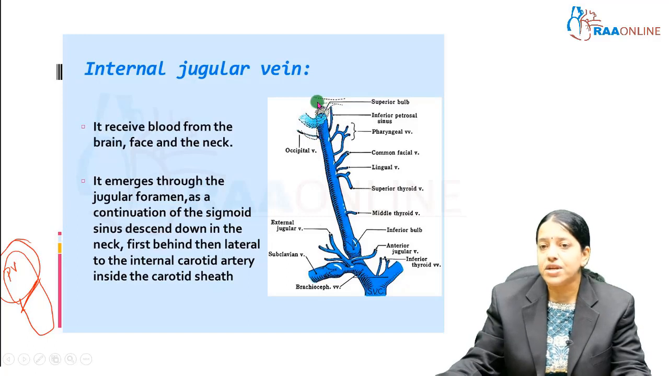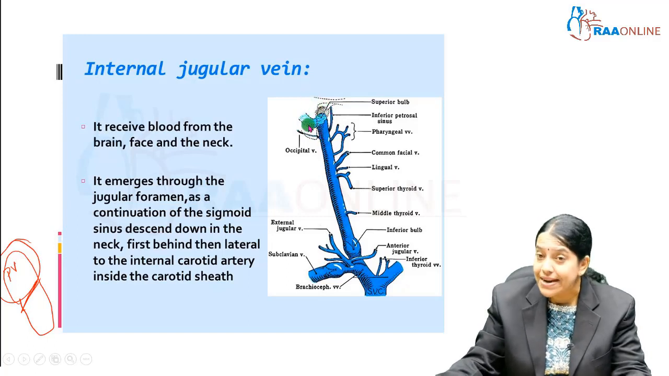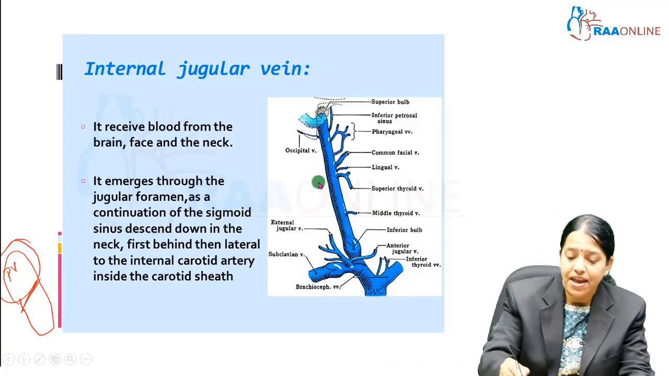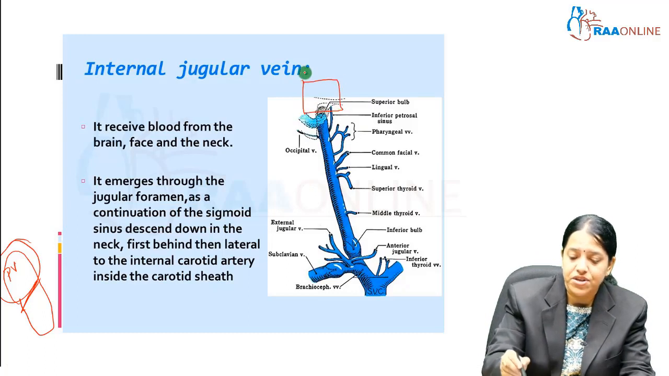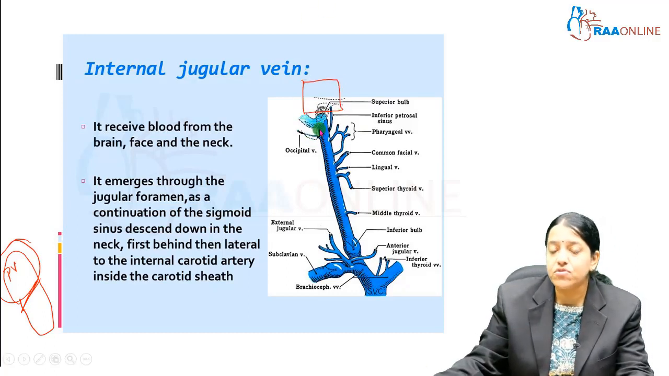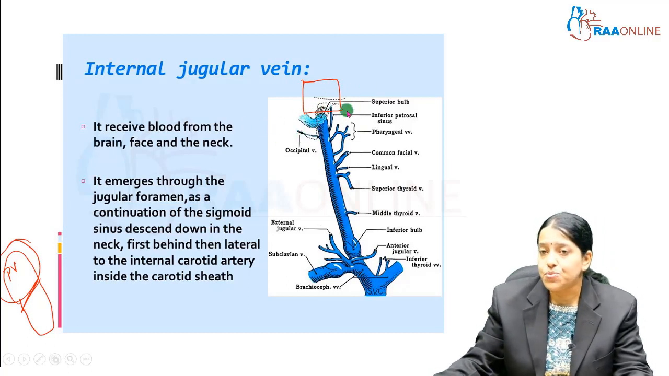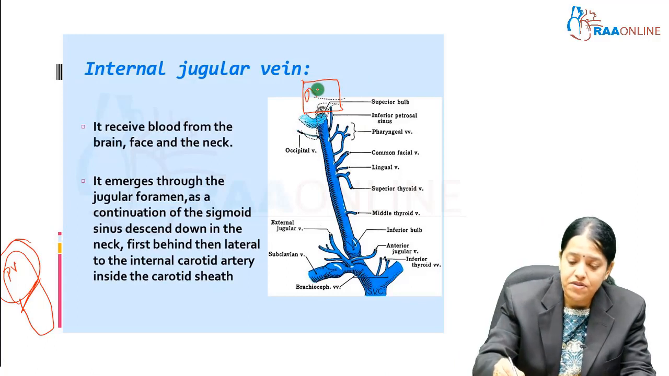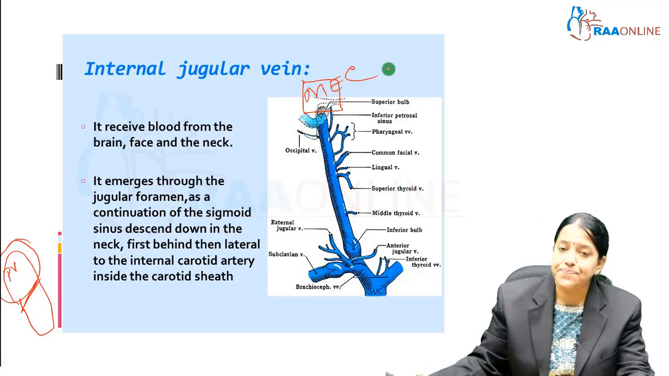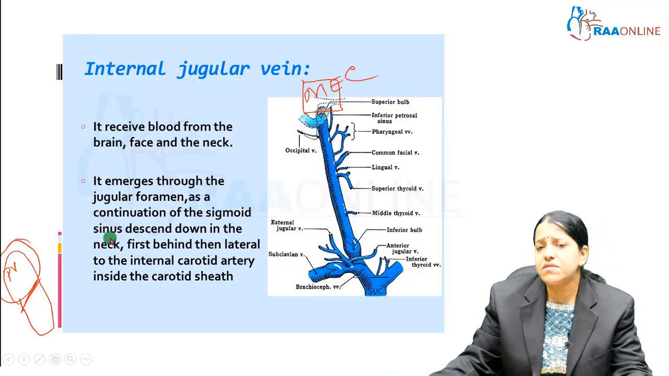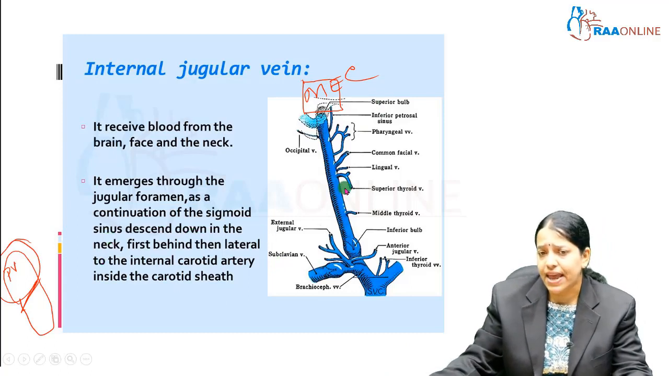When it is coming out from the jugular foramen, as it is a continuation of the sigmoid sinus, it is getting related to the middle ear cavity, and the middle ear cavity is just over here. So it is also related to the floor of the middle ear cavity, which is a very important relation which we have to remember. So this is the middle ear cavity. Once it comes out and descends in the neck, it is first behind and lateral to the internal carotid artery inside the carotid sheath.